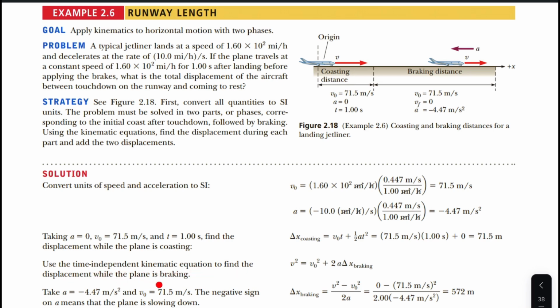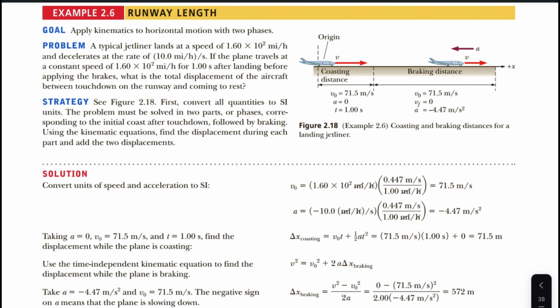Use the time-independent kinematics equation to find the displacement while the plane is braking. So now the brake is already applied. We're going to have the equation V squared equals V naught squared plus 2A delta X of braking. Why are we not using the equation that has T, the time? Because we don't have the information of T. So we have to figure out another equation that lets us work with only one unknown without T. If you use an equation with T, you are going to have two unknowns within one equation, so it is unsolvable.